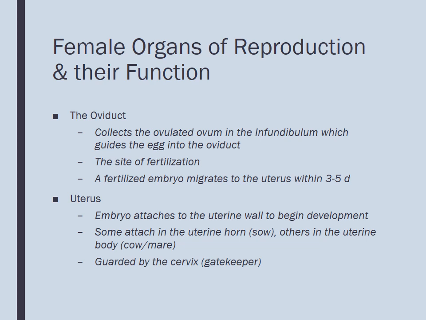The uterus is guarded by a structure that we call the cervix, or I've put the gatekeeper. That's a good way to think of it if you can't remember cervix well. The cervix guards that uterine environment, closing down tightly to make sure no bacteria or anything that might damage that developing fetus passes into the upper reproductive tract.